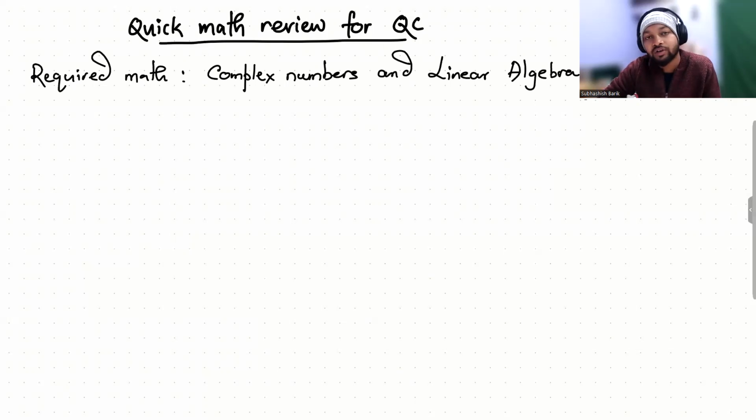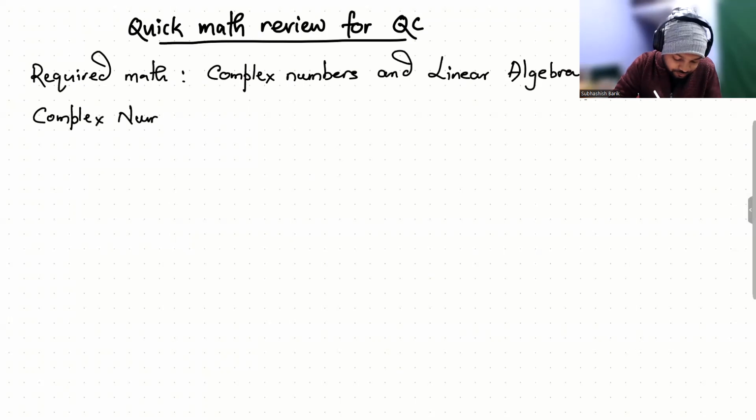So again, these are vast domains of math. I remember when I was learning complex numbers for the first time in my undergrad, it was an entire semester course. And linear algebra, I think it was distributed into semesters, basics and then advanced. So we'll only look at the essential topics from complex numbers and linear algebra that will be useful for this entire course of quantum computing. So let's get started with complex numbers.